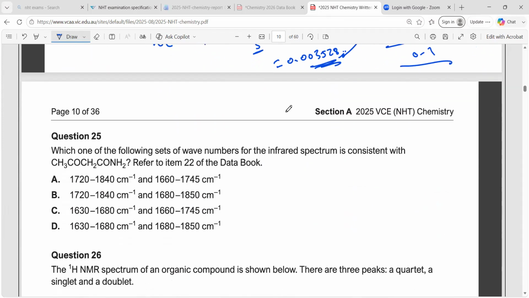Which one of the following sets of wave numbers is most consistent? Oh, this one looks annoying. You've got a carboxyl group and an NH group. The carboxyl one tends to stay around 1600 to 1700, so it looks like something like that. Oh, but then there's that there. Okay, let's go to item 22 in the data book.